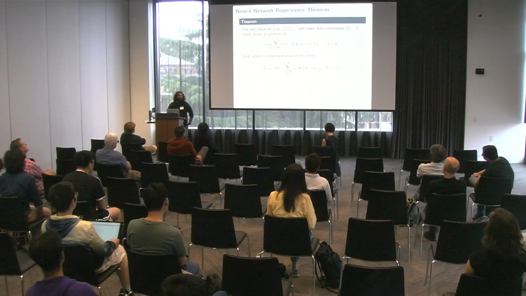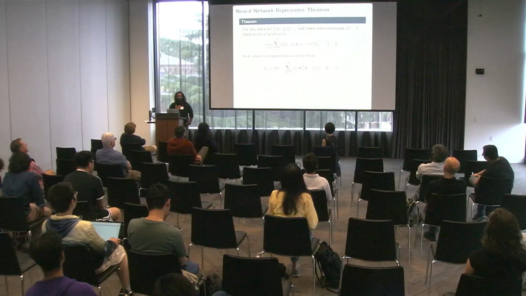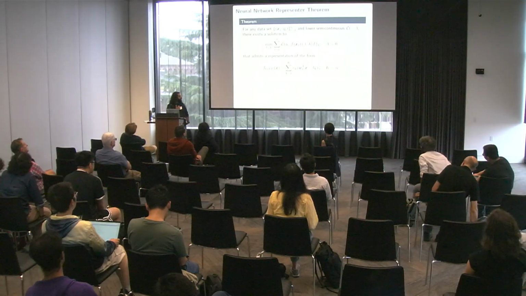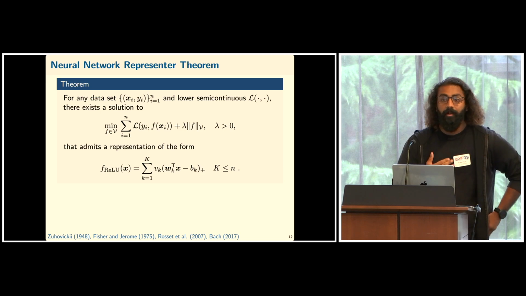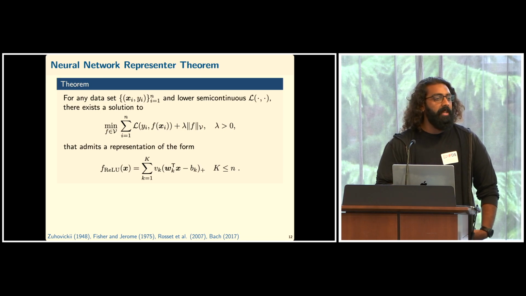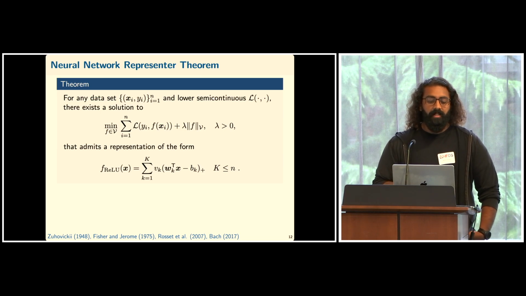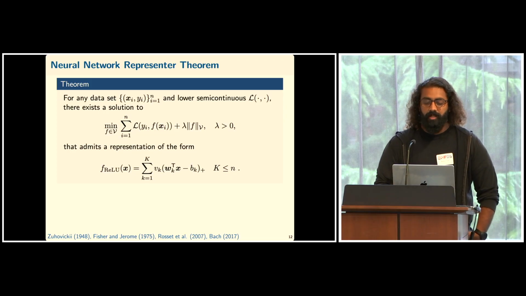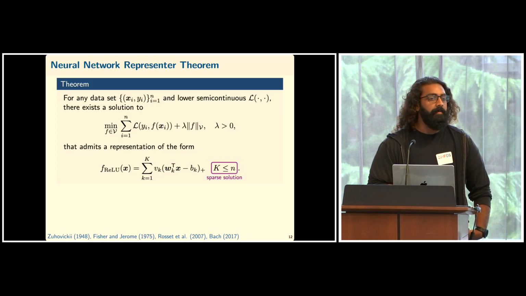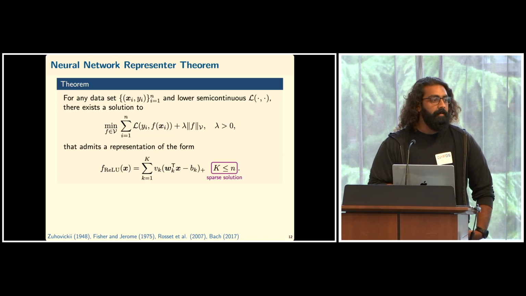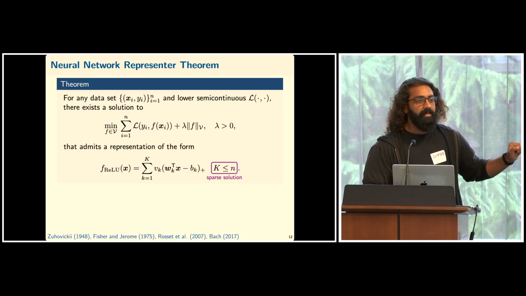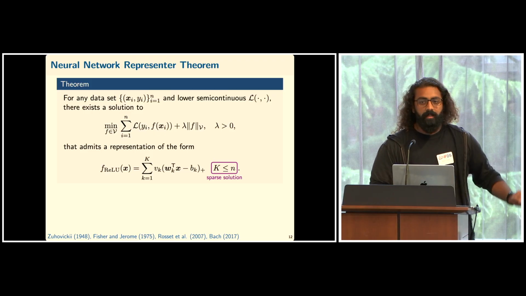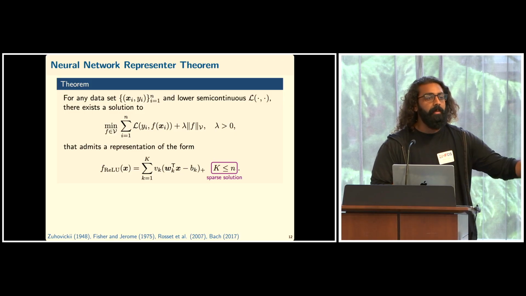Okay, so with this then, you can prove something that's maybe a bit obvious and actually goes back quite a while: if you want to optimize over this function space and do some data fitting plus regularization, and your regularizer is just the norm in the space, then there always exists a solution that's actually sparse, in the sense that the number of neurons is bounded by the number of data. So this really does go back to this work of Zuchowski in the 1940s, and then many other people following up on it.